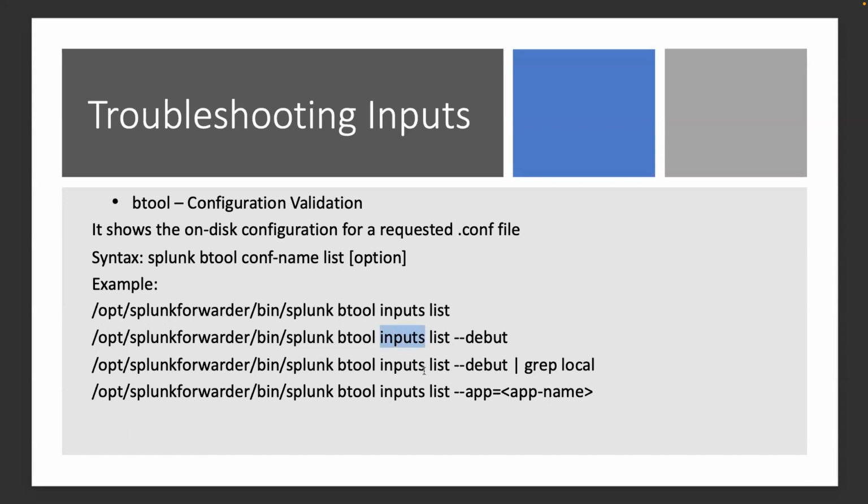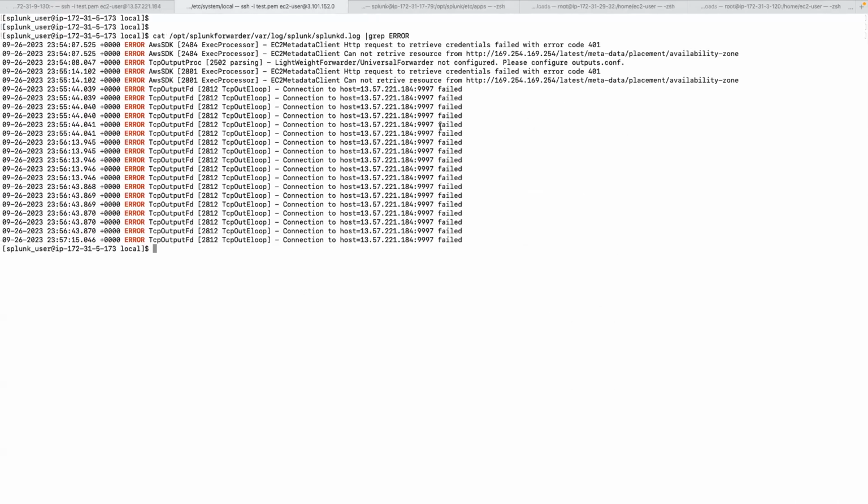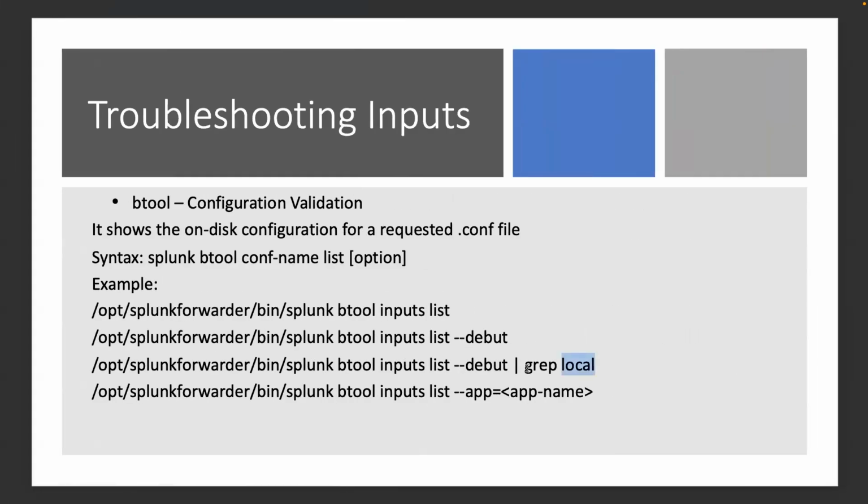And if I wanted to say again --debug and just filter on a specific location, I want to see only the configurations that are in my local directories, like grep local, like I did there, where I grep error and it just showed me anything that relates to error. So grep is a way to filter in the Linux terminal.